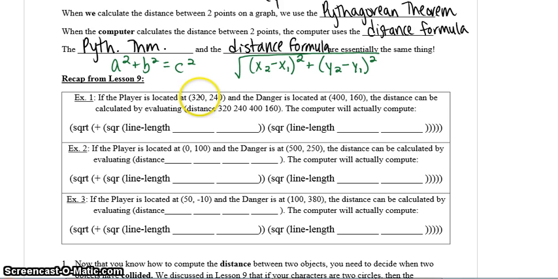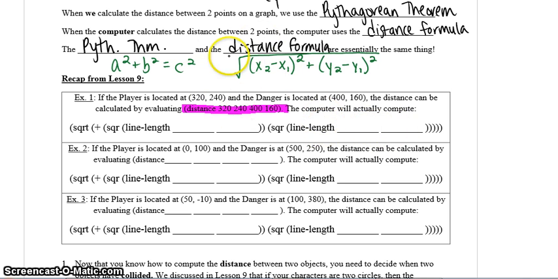Example 1, if the player is located at 320, 240, and the danger is located at 400, 160, the distance can be calculated by evaluating, and this is given to you in this case, distance 320, 240, 400, 160. So that's the x coordinate of the player, the y coordinate of the player, the x coordinate of the other character, and then the y coordinate of the other character. What the computer will actually compute is the distance formula. So we see some similar code here that we went over in lesson 9, where what we're asked to fill in are the 2 inputs for line length here and 2 inputs for line length here.